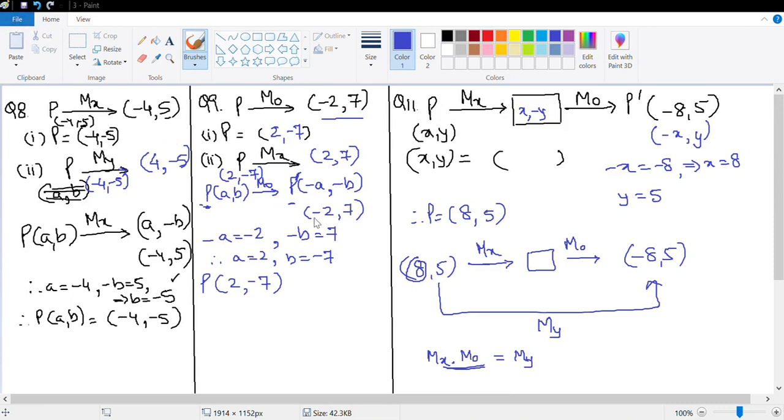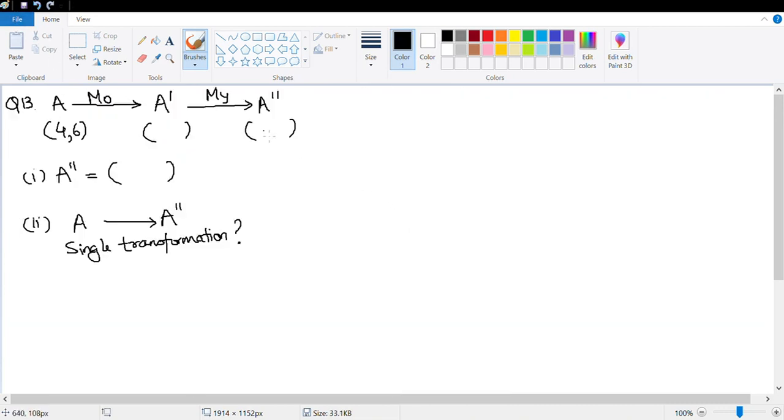The next question that we do is question number 13. The point A 4 6 is first reflected in the origin to point A dash. So if you're reflecting it in origin, the sign of both the coordinates will change, which means this will become -4 and this would become -6. Then A dash is then reflected in the y-axis to A double dash. So when you reflect in the y-axis, the sign of the x coordinate changes, which means this becomes 4 comma -6. Write down the coordinates of A double dash. So A double dash will be 4 comma -6.